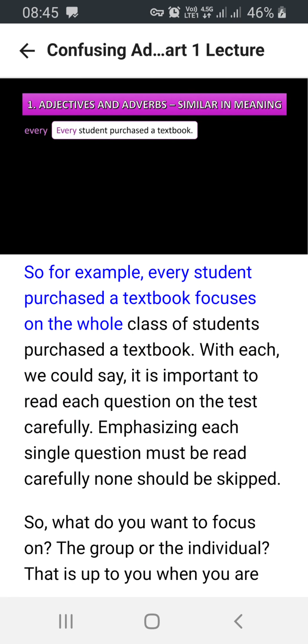So for example, every student purchased a textbook focuses on the whole class of students purchased a textbook. With each, we could say it is important to read each question on the test carefully, emphasizing each single question must be read carefully, none should be skipped.